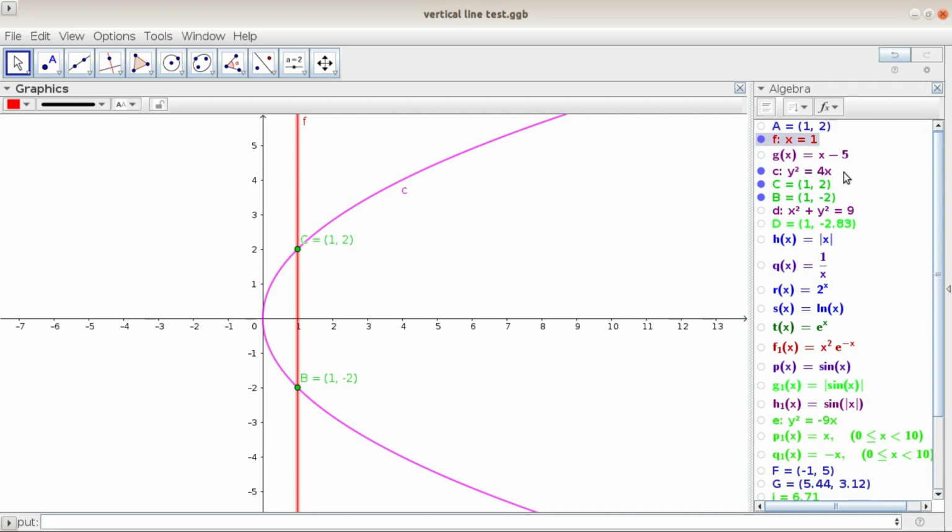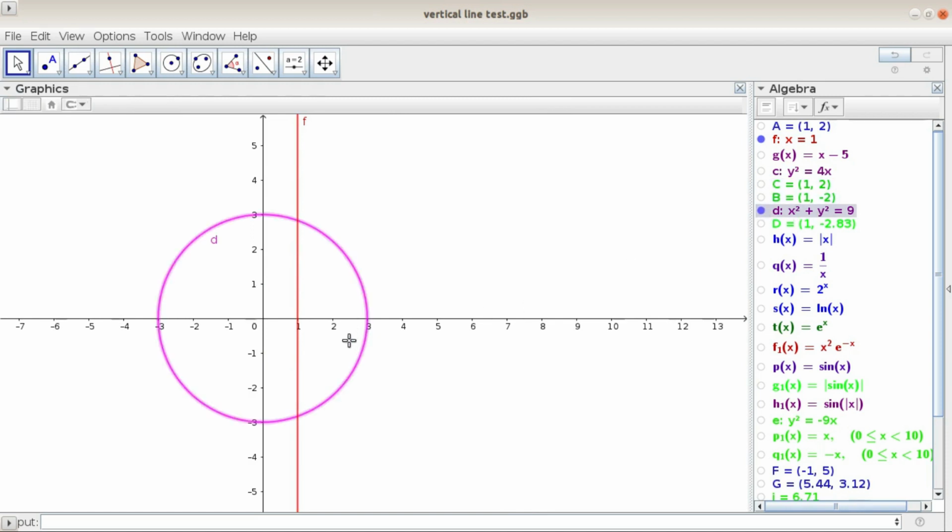Now consider x square plus y square equal to 9. In this case also we have two points of intersection. Here we have a point and here we have another point of intersection. So this vertical line intersects this graph at two points. So this is not a function. X square plus y square equal to 9, the circle, is not a graph of a function.